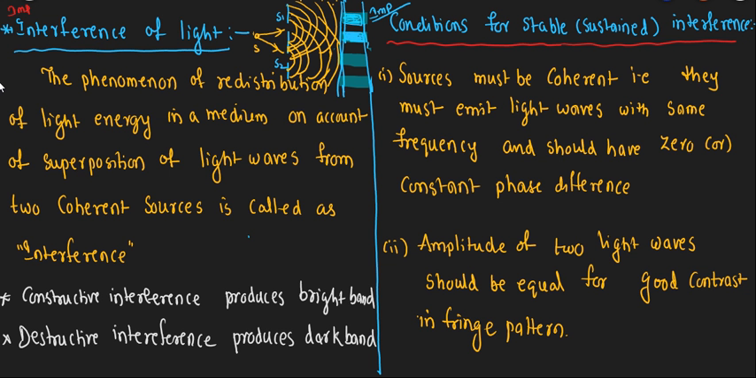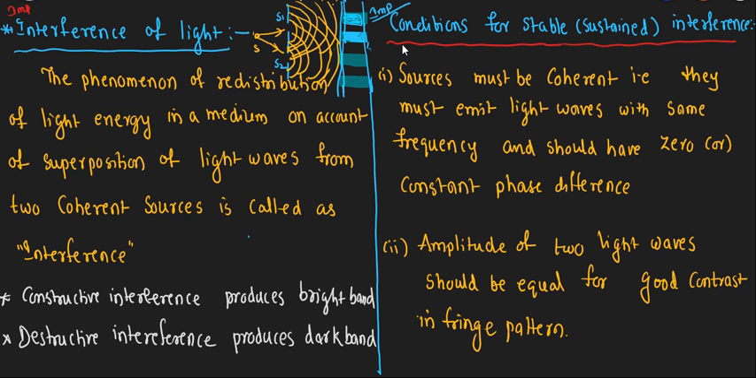And what are the conditions for stable interference? Interference is the phenomenon of redistribution of light energy due to the superposition of two light waves, which should originate from two coherent sources. If coherent sources emit light and that light superposes, then that phenomenon is called interference. Interference is nothing but superposition of light waves, but they should originate from coherent sources. Superposition means combining.